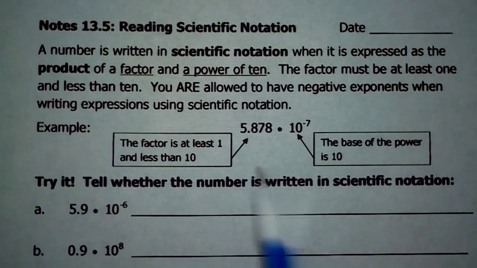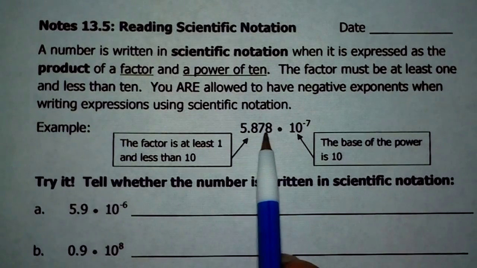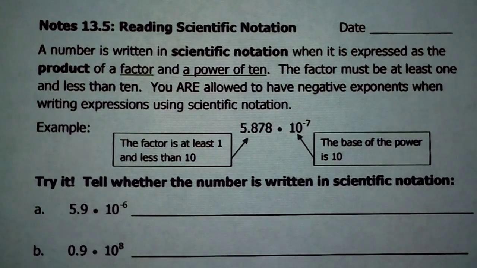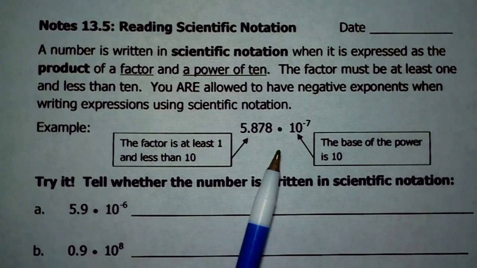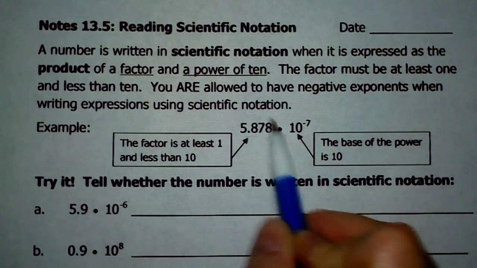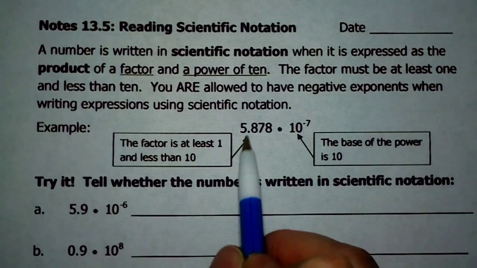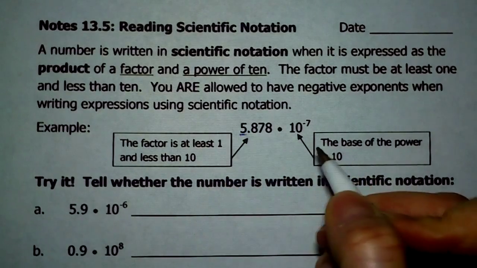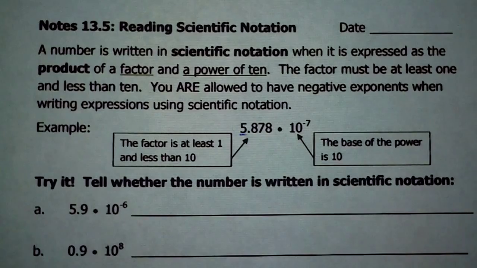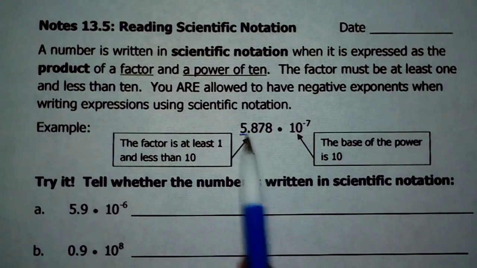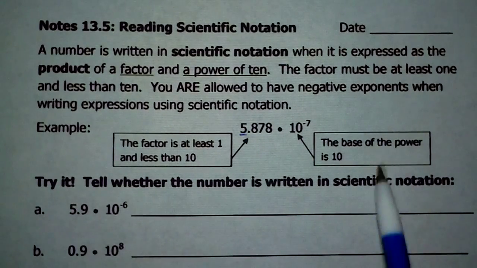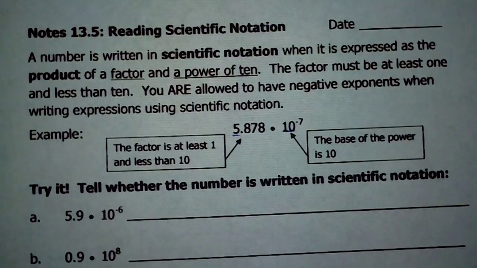So right here, I have 5 and 878 thousandths times 10 to the negative 7th power. This would be considered scientific notation because here's my factor, and my factor is at least 1 because it's 5, right? And it's less than 10. I know there are a lot of digits, but that's not 5,878. It's 5.878. So this value here is less than 10. This right here, the base, is a power of 10 because my base is 10. So as long as this is a 10 here, you're good.